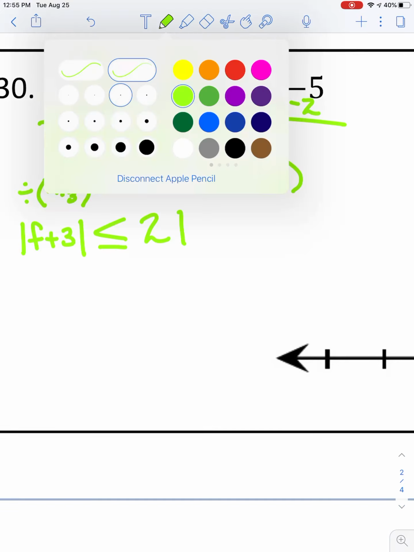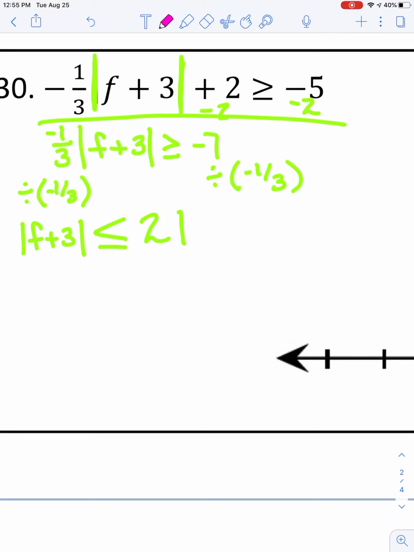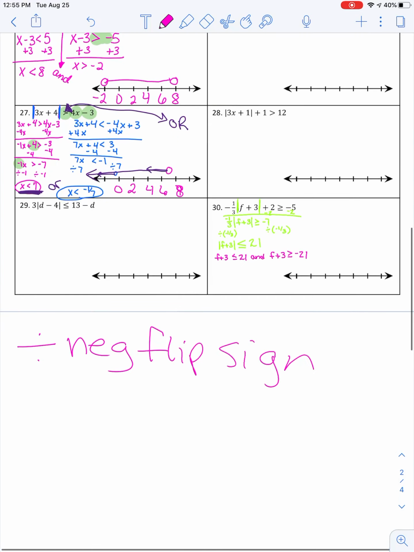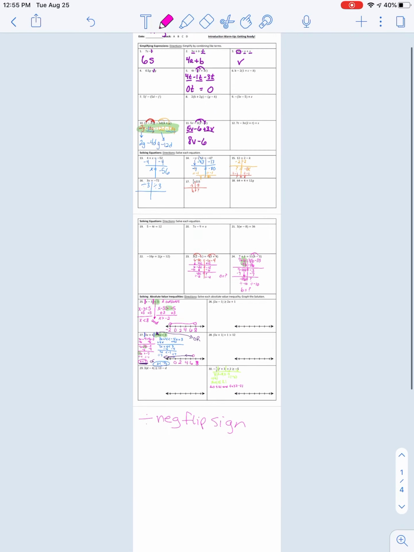And then you're ready to do your split off. I'll get the 2 ready for you. You finish it, okay? So that's f plus 3. Keep it the same. This is a less than sign, so we'll use the word and. And the other one is going to be f plus 3 is greater than or equal to negative 21. So we flip and e-flip. All right? That gives you a good start. The rest of this can be done in class together.